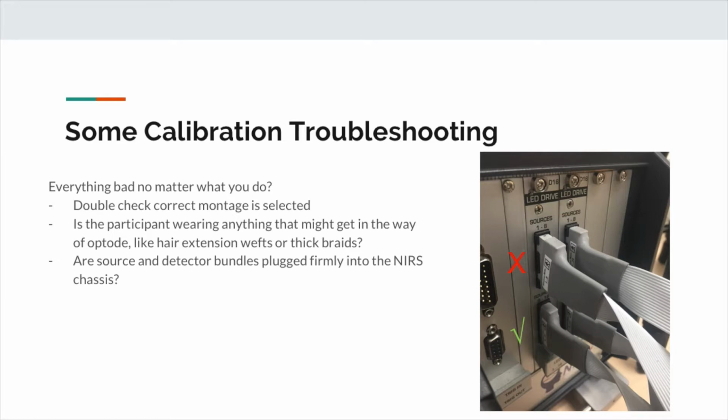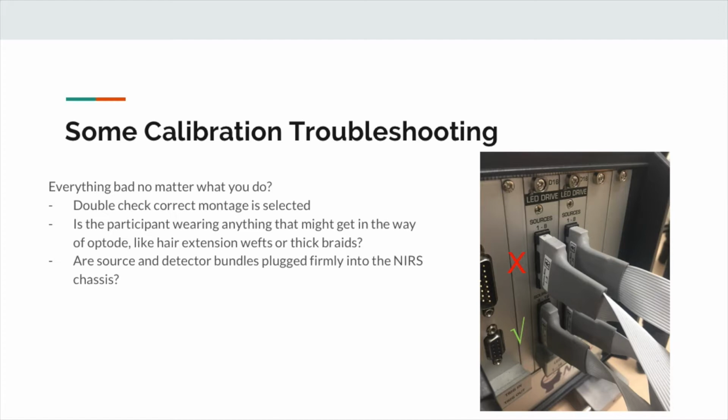You want to check if the participant is wearing anything that might be getting in the way of the optode. This is rare, but I've had a few cases where it looks like the participant's fine, but then when you're parting hair, they're wearing hair extensions. There's a lot of hair wefts underneath, and you can't get things to go through those. And other things like really thick braids will get in the way of that.